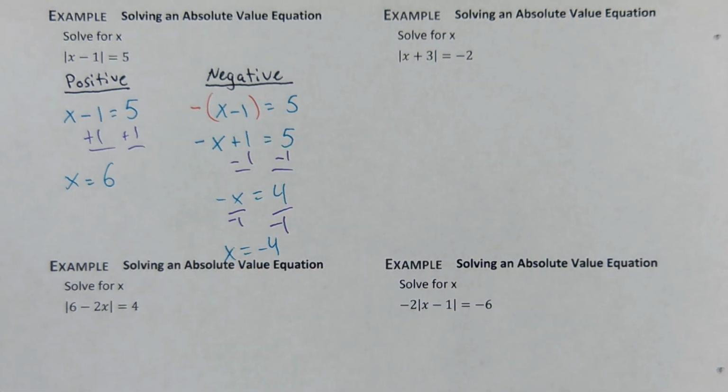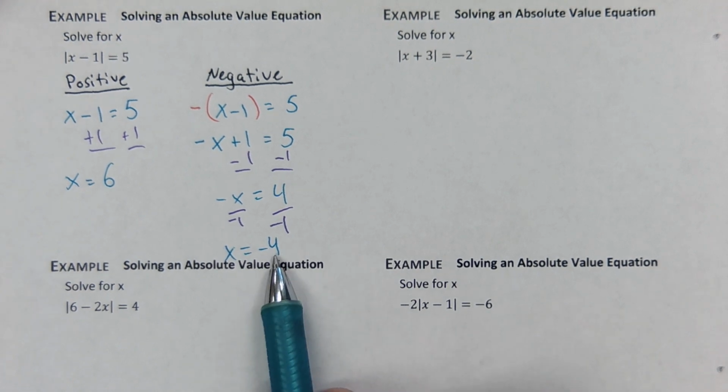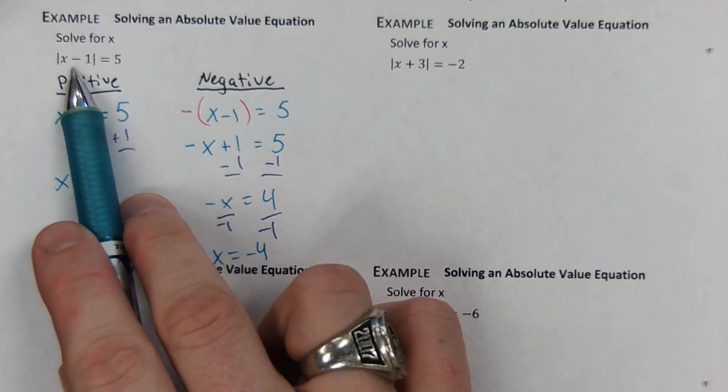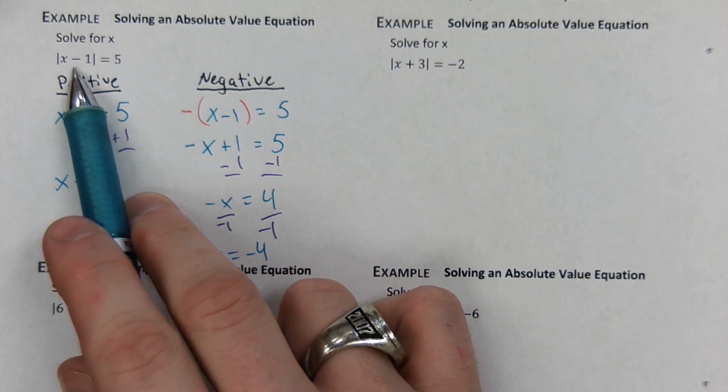And once again, it doesn't take much effort to test it to make sure it works. Take this -4, put it right there. -4 minus 1, that's -5. And yes, the absolute value of that is 5.